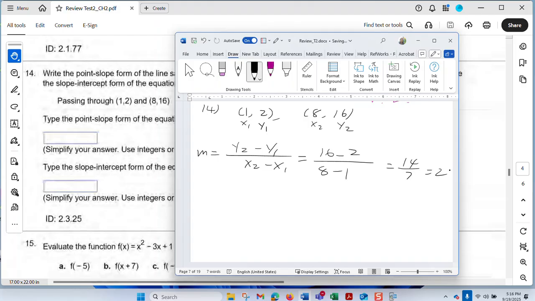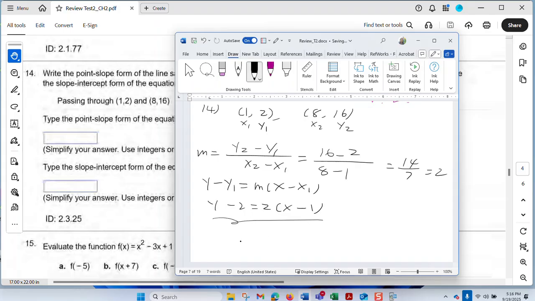Okay, and the point slope formula is y minus y1 equals m times x minus x1, right? So I have y minus 2 equals 2 times x minus this one. Some people say, I want to use this one as x1, y1. That's totally fine, okay? If you use this one as x1, y1, this one will be x2, y2. All right, so that's your point slope formula, right?